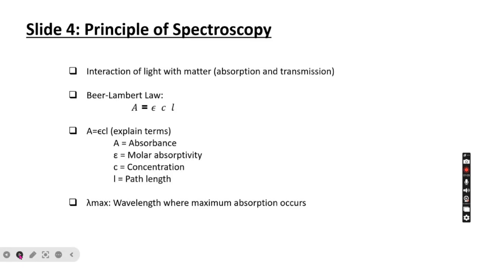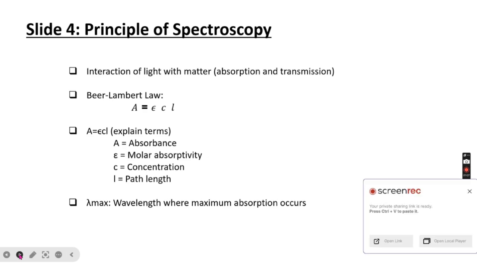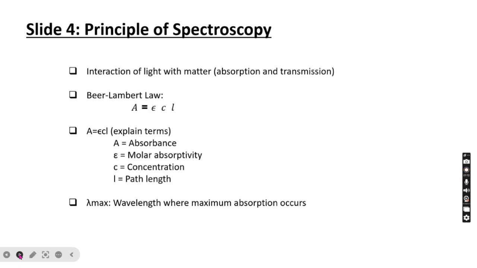Slide 4. Principle of spectroscopy: interaction of light and matter. With Beer-Lambert law, A = εcl. Explain the terms: A is absorbance, ε is molar absorptivity, c is concentration, l is path length, and lambda max is the wavelength where maximum absorption occurs.